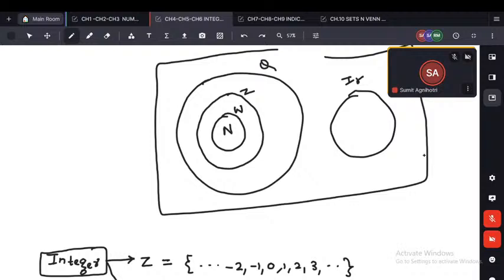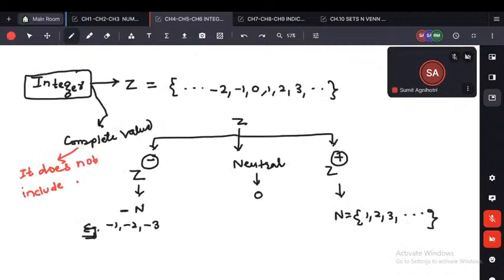And I want to tell you today that these natural, whole and integer numbers don't include decimals and fractions, and that's the same thing I have written here. Integers include complete values. What is the meaning of complete value? It simply means it does not include fractional and decimal values. That is why we say it includes complete values.